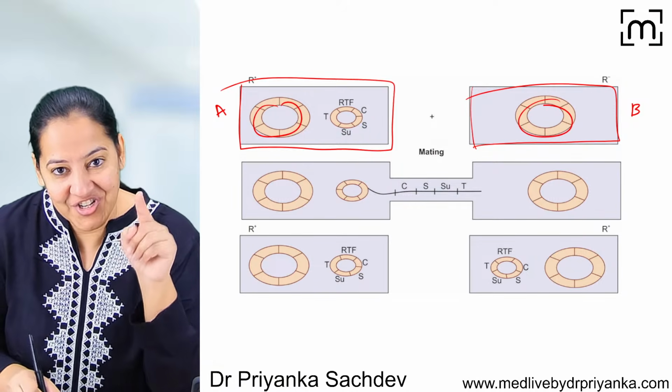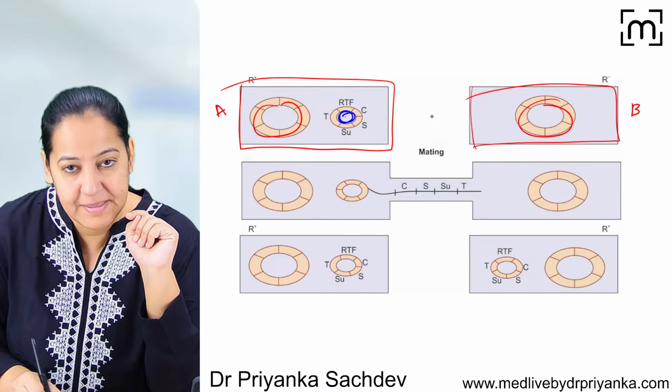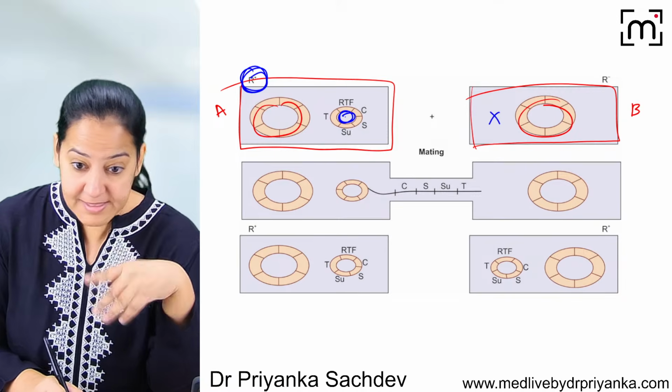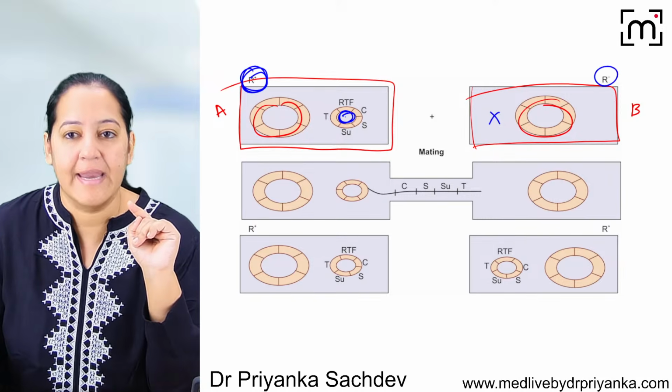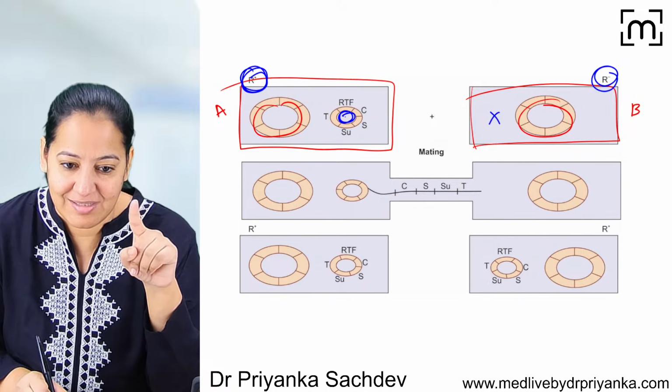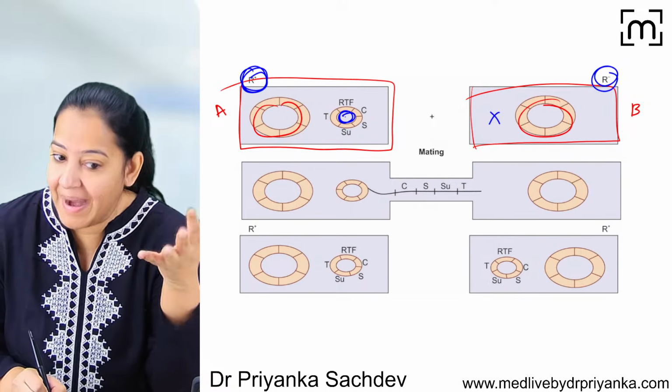The first bacteria has an additional R plasmid. Can you see? This is the R plasmid. The second does not have that. I will call it an R positive bacteria because it is having the R plasmid, and I will call this an R negative bacteria because it doesn't have it. On the R plasmid, I can see various genes. Don't learn the genes. They can differ from bacteria to bacteria.